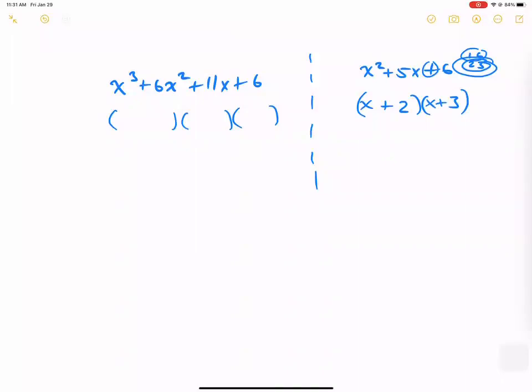But x cubed, unless it's factored by grouping, we weren't able to factor this. So this is where synthetic division comes around. And the key point here is the division part of it.